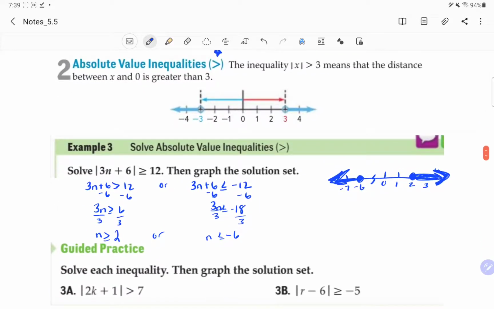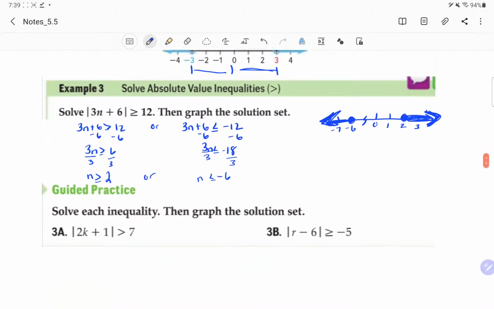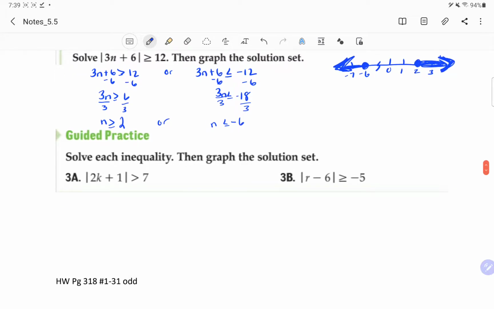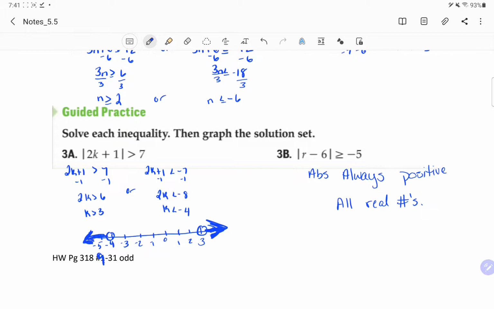Also notice that when you do this, the distance from here to here is the same, and the distance from 0 to here is the same. So you kind of want to keep that in mind for future references. Hint, hint. It will come in handy. All right. So try 3A and 3B and then check back in with me.